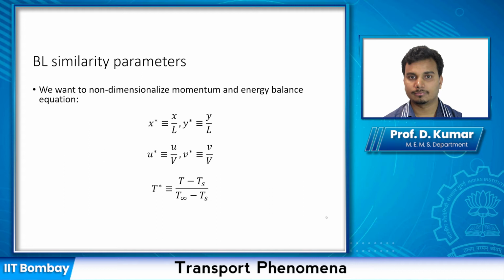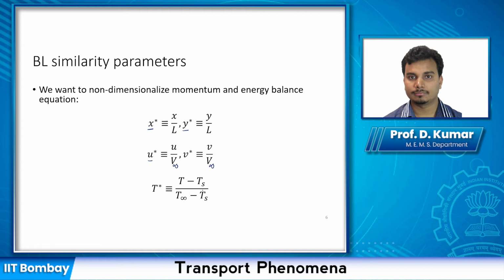Okay, so to non-dimensionalize, we can use x star as dimensionless x, dimensionless y as y star equals y by L, and u star is u by V, where V you can think of as V infinity, v star is v by V infinity, and then we can define a dimensionless temperature similar to what we did earlier for theta. We write it as theta star, so T minus Ts by T infinity minus Ts.